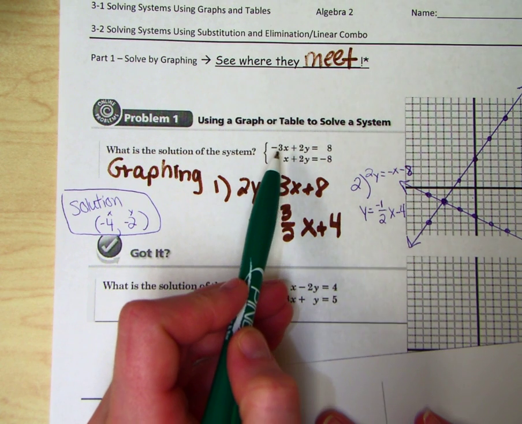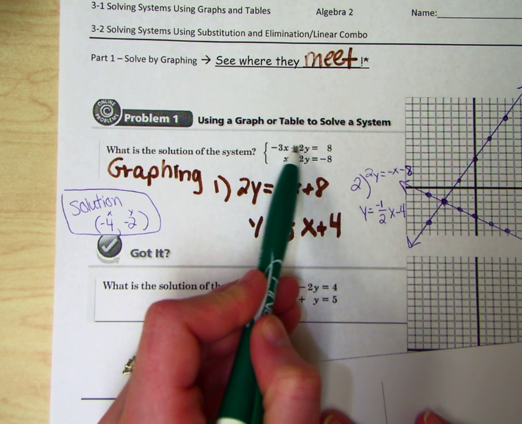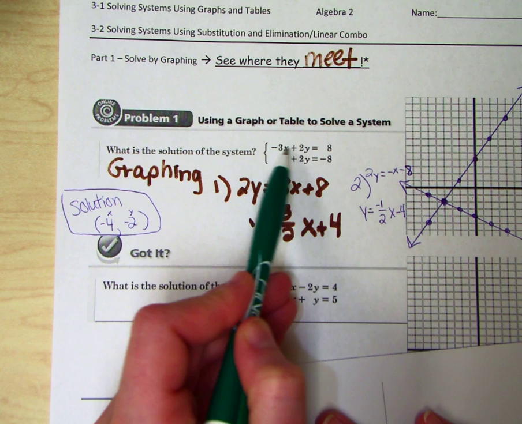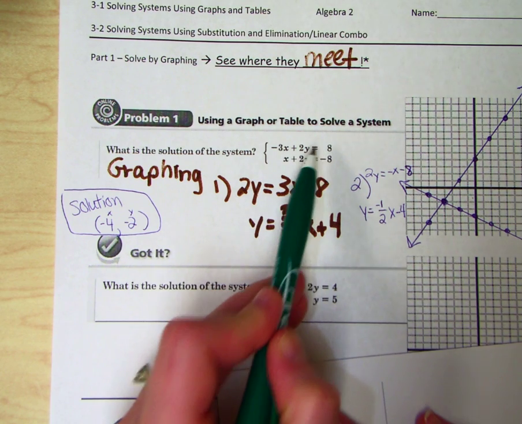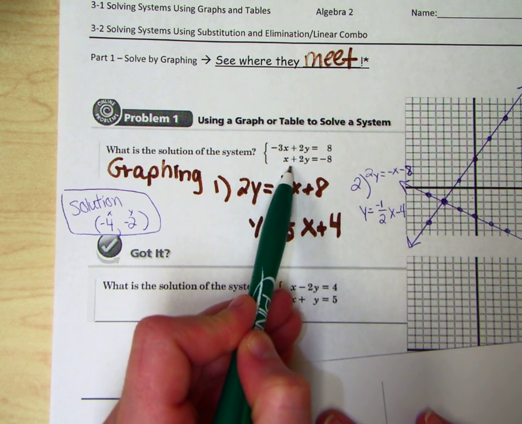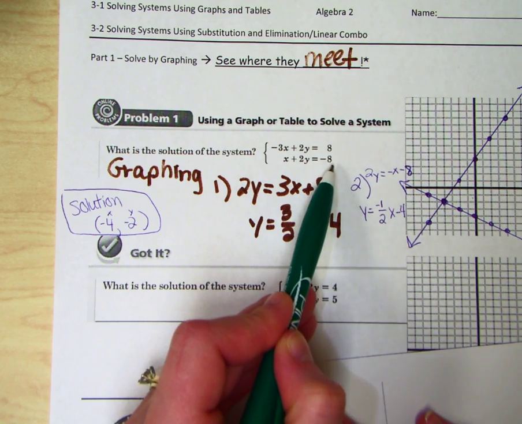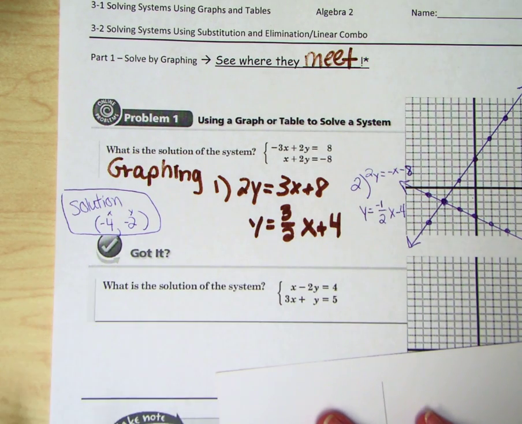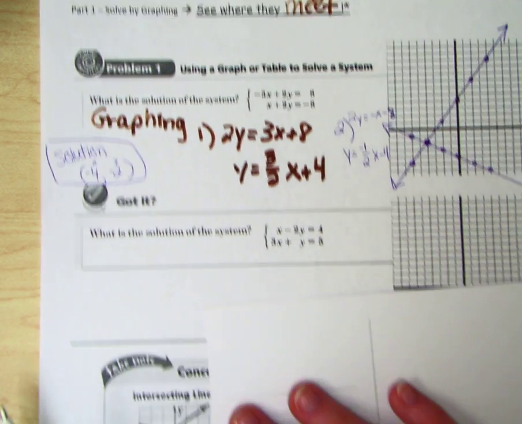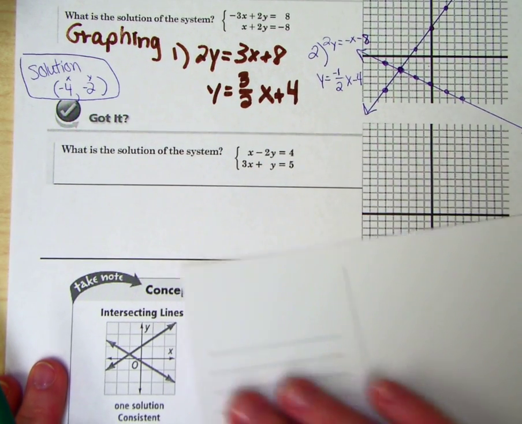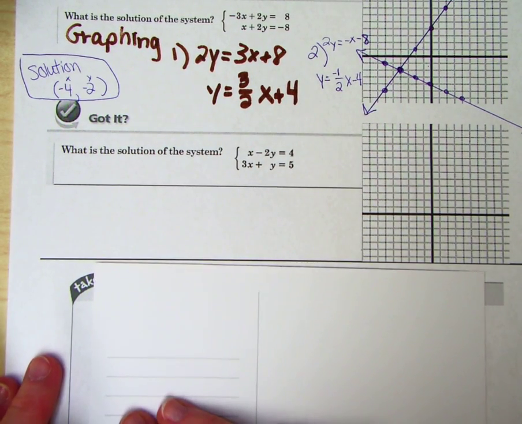In the top equation, when you plug in negative 4 for x and negative 2 for y, when you add them together, you'll get a negative 8. In the bottom equation, when you add them together, you'll get a negative 8. That goes to show that that is the point that solves both of the equations. The next example I'm going to teach you how to do using a table.